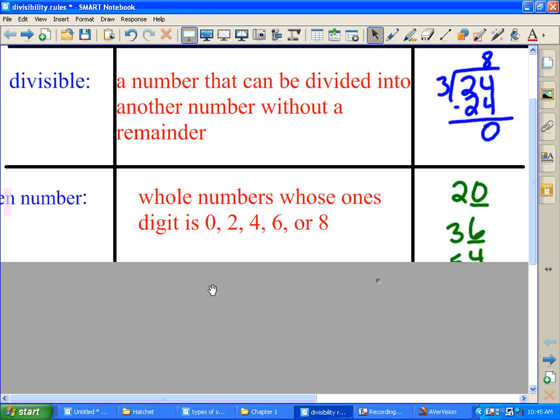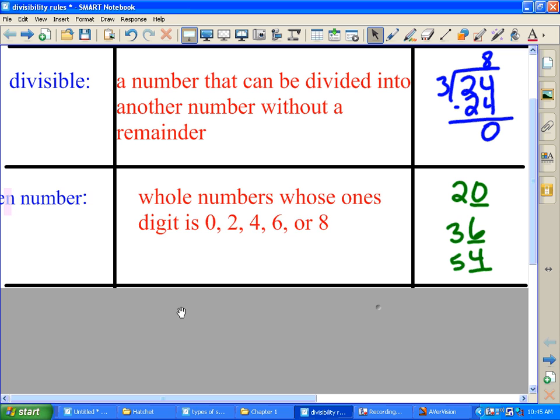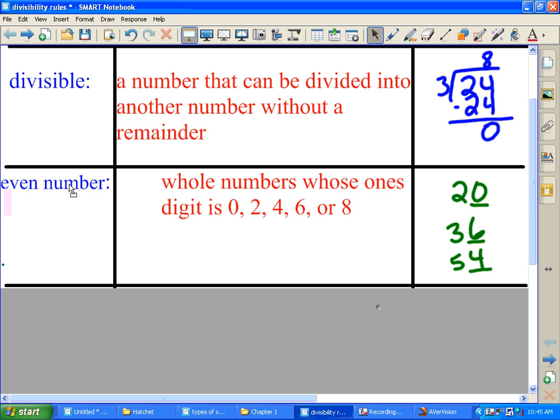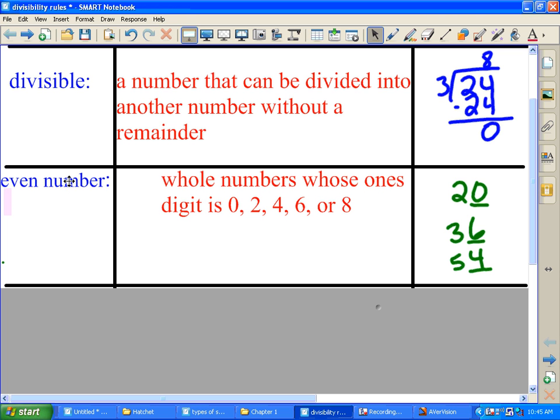Okay, the next word is even number. Now, even numbers are whole numbers whose ones digit is a 0, 2, 4, 6, or 8. If a number ends with 0, 2, 4, 6, or 8, it is called an even number.